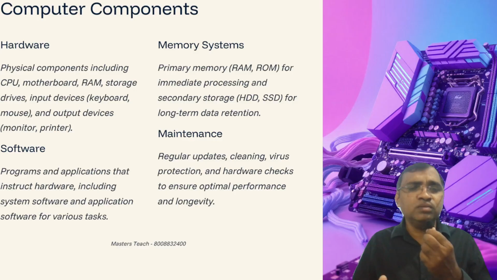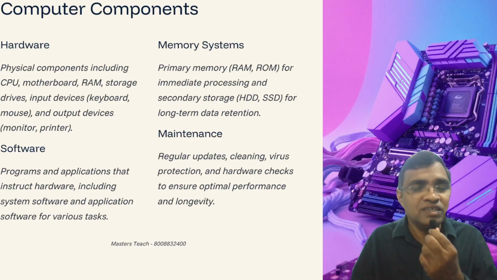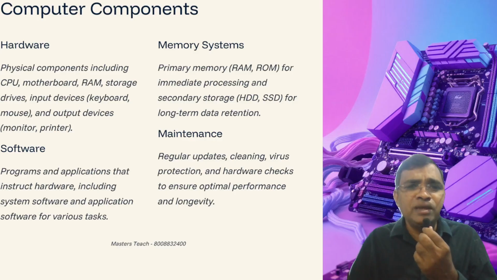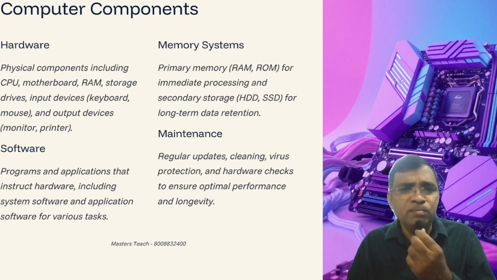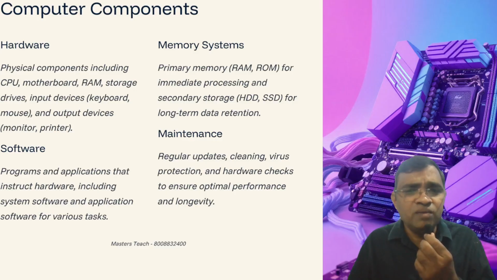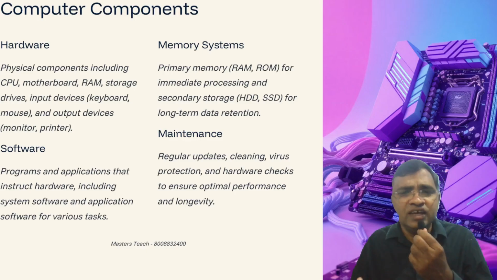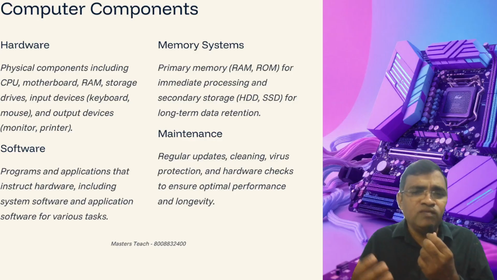And software: the programs and applications that instruct the hardware, including system software and application software for various tasks. Then memory systems. The primary memory we call RAM, random access memory, and ROM, read only memory. These are for immediate processing. The secondary storages are hard disks and SSDs for long term data retention, so we can store the data in HDD or SSD and it can be retained for a longer period.